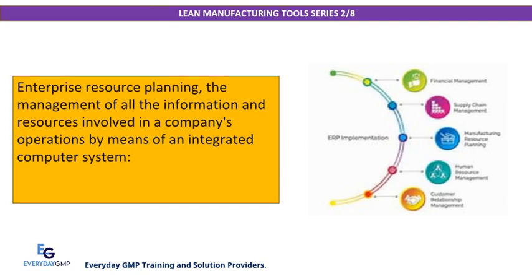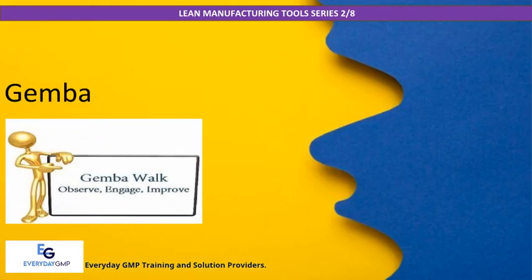Enterprise Resource Planning is the management of all the information and resources involved in a company's operations by means of an integrated computer system. In lean methodology, Gemba is a Japanese term that translates to the real place or the actual place. It refers to the concept of going to the location where work is done, whether it's a factory floor, a service desk, or any other workplace.